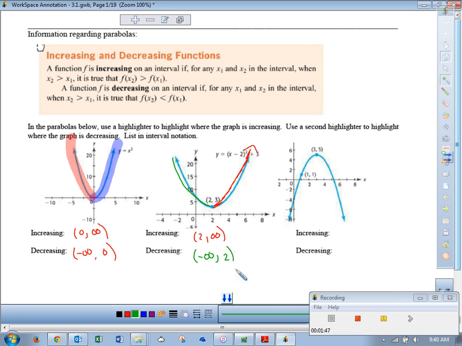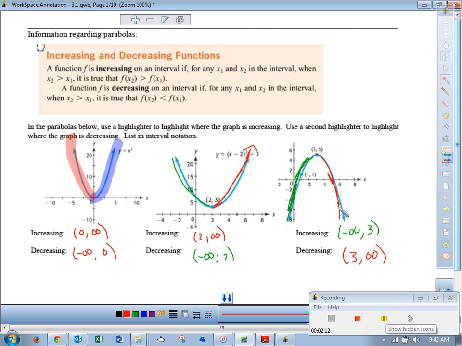Go ahead and try this one. Where is he increasing? Where is he decreasing from? Increasing. Decreasing. Pretty simple stuff right there. Good? Going up from left to right, from negative infinity all the way to 3. Where does it go down? Starts at 3 all the way to positive infinity.